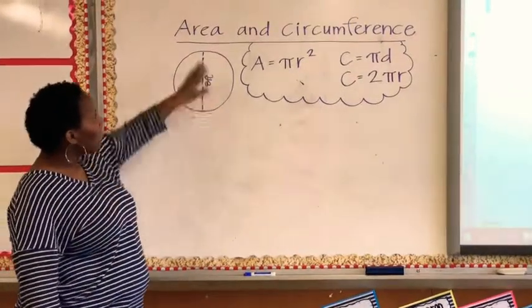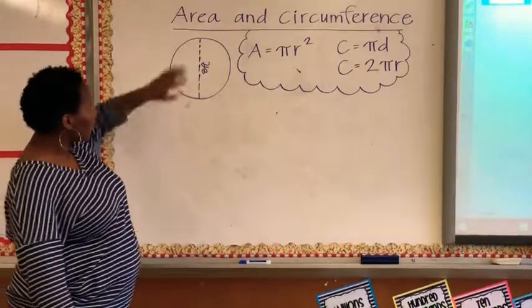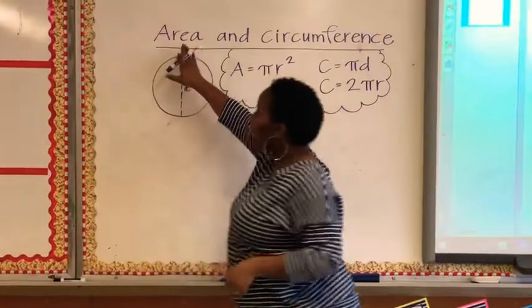So today we're going to be talking about area and circumference. So here we have a circle, and the distance all the way across is 8 feet. So the first thing we're going to find is our area.